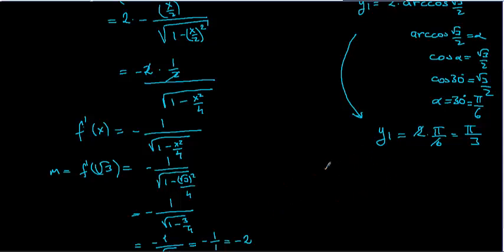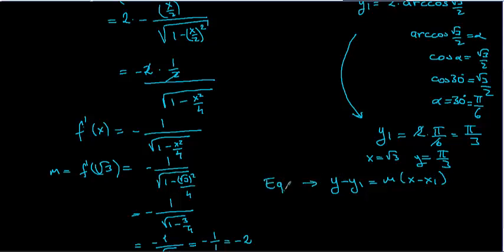Okay, then the x value is equal to root 3, and the y value is equal to pi over 3, and y minus y1 is equal to m times x minus x1, for the equation of the line. Here y and x are general values, x1 and y1 we found, y1 is pi over 3, m is equal to minus 2, and x1 is equal to root 3.